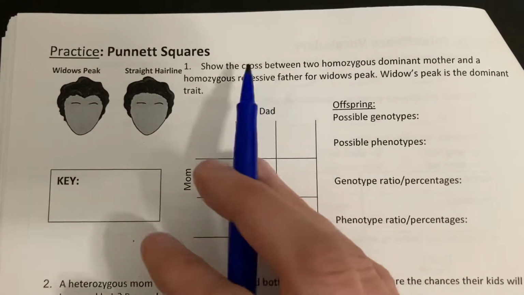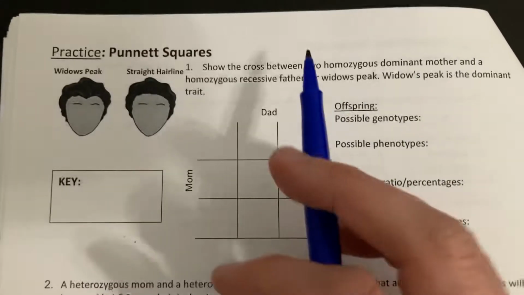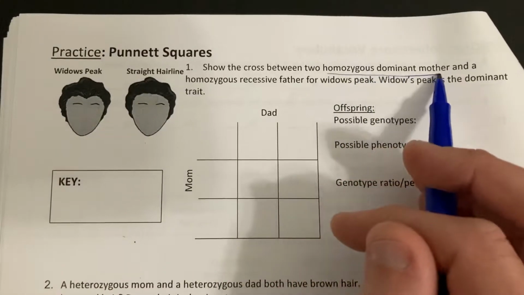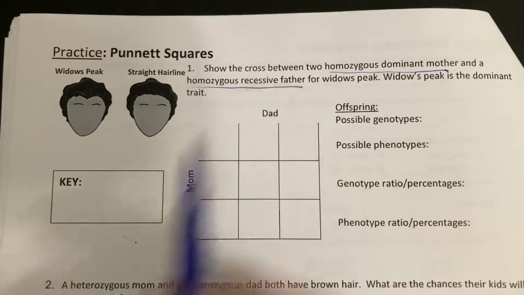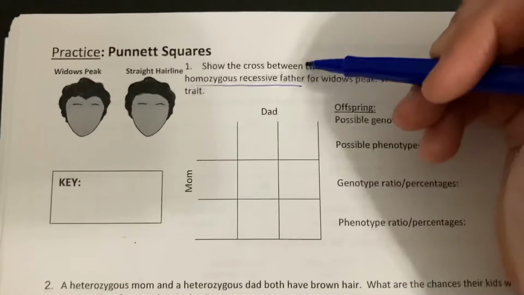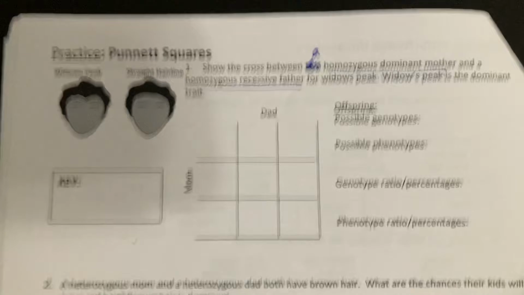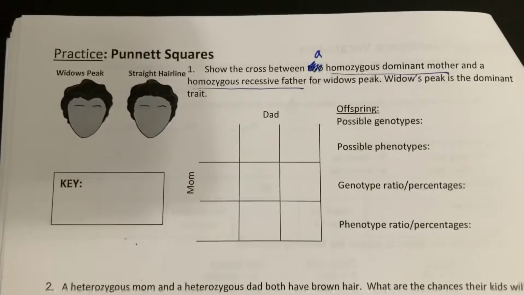homozygous recessive father. It looks like I did some weird wording here. So it's between a homozygous dominant mother and a homozygous recessive father. All right, so let's get rid of that too and just put it in here. Sorry about that. For widow's peak.